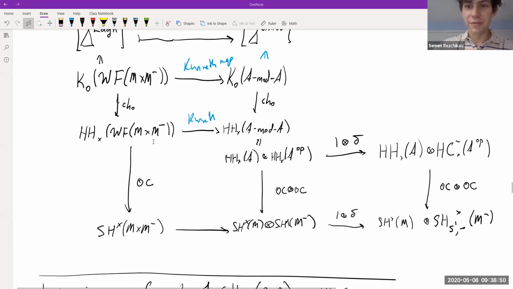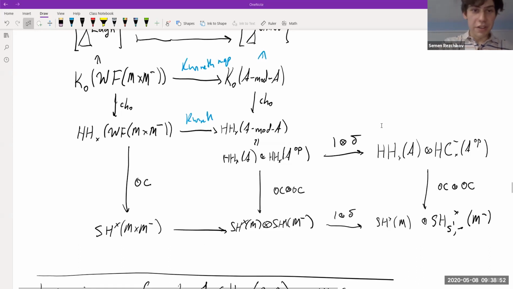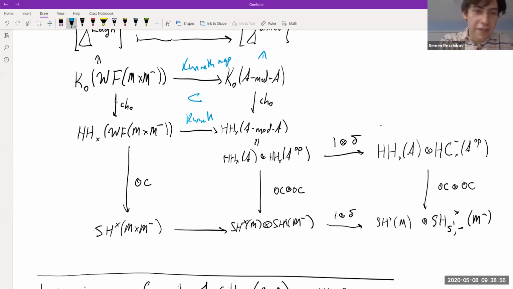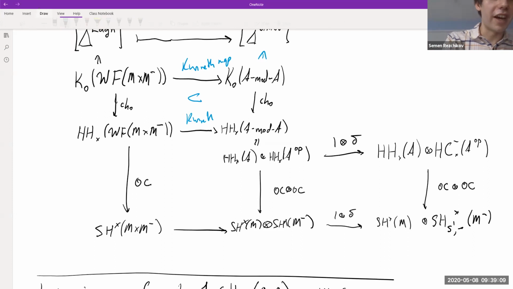Okay, awesome. So anyway, there are these Künneth maps, this diagram commutes, and then there are some open-closed maps. On the left-hand side, I can apply just the usual open-closed map. On the right-hand side, I have some category of bimodules, but there's an algebraic Künneth map on Hochschild homology, then I can apply the tensor product of open-closed maps. So presumably this diagram should commute.